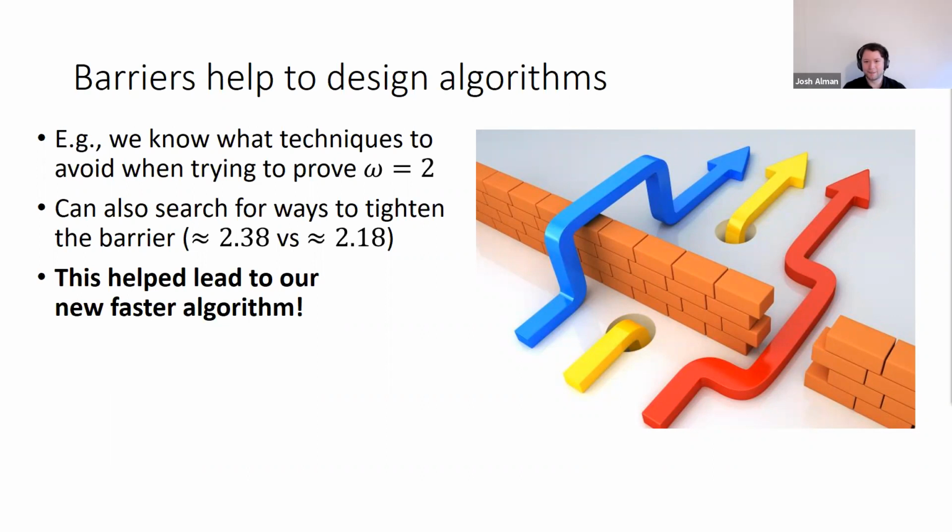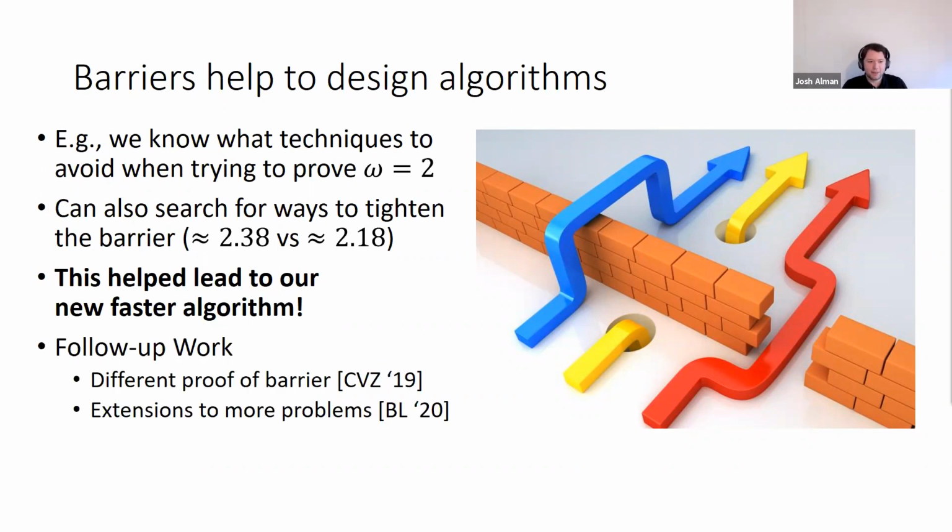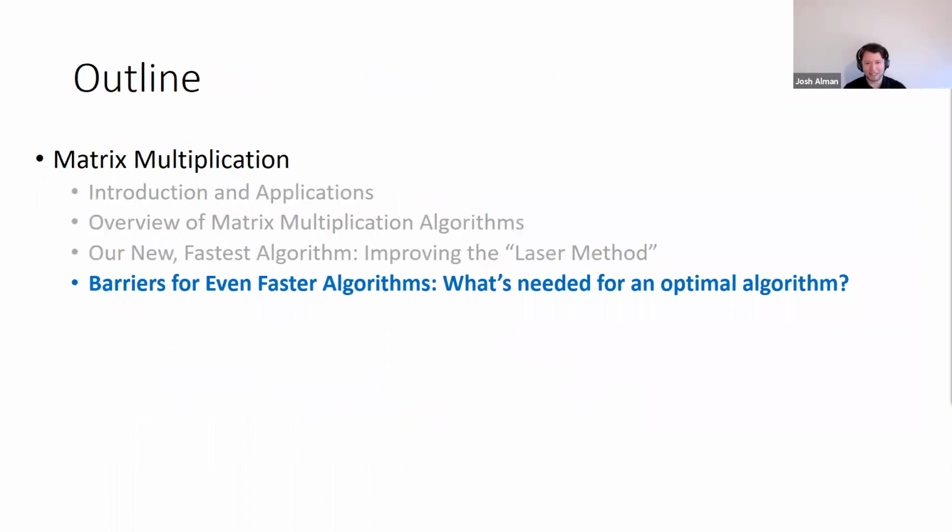that could be improved. And there's been a lot of nice follow-up work on proving different proofs of the barrier or extending the barriers to more kinds of problems. Extending it is nice because it helps us even more to avoid problems we might have wasted our time thinking about earlier. But I think different proofs are especially interesting because maybe they could give another perspective on the laser method and which parts of it could be further improved. Okay, so that's most of what I wanted to say.